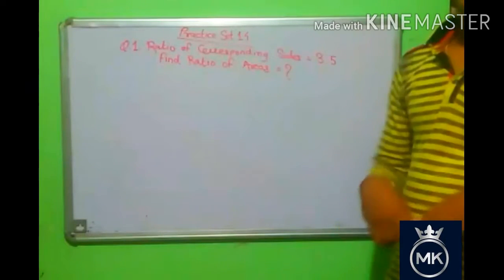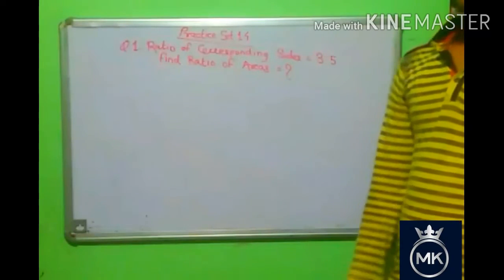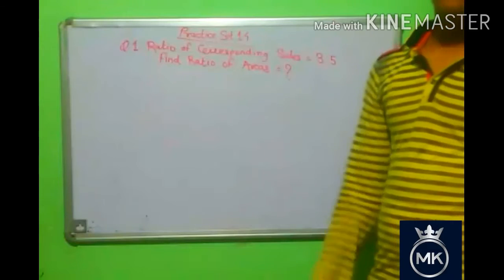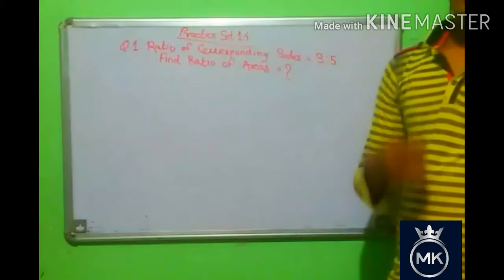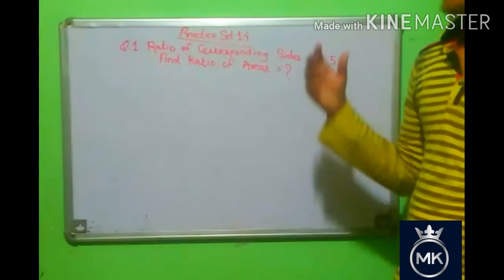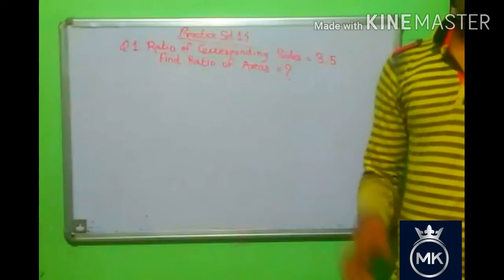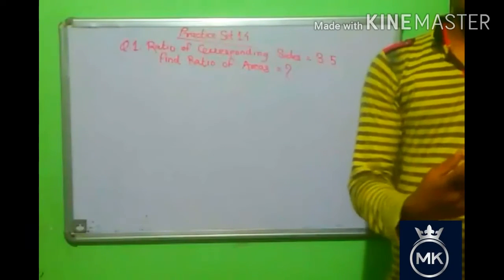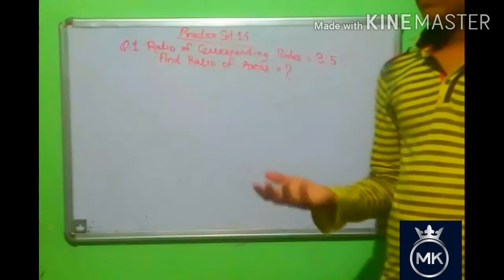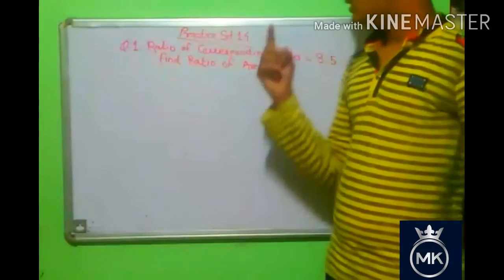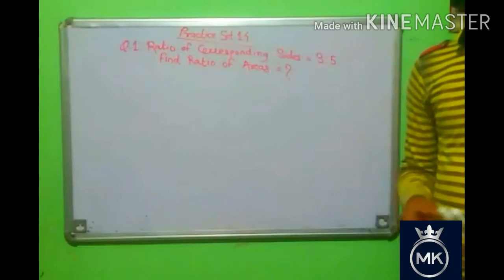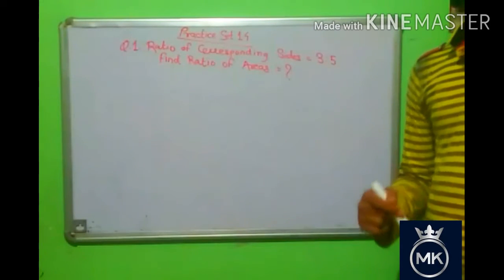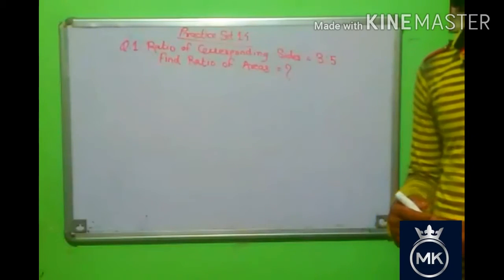This practice set depends on the theorem of the ratio of areas of similar triangles. Friends, we have seen practice sets 1.1, 2, 3 and 4. All practice sets depend on only one topic, not different topics. So this practice set also depends on the one topic. This is the theorem of the ratio of areas of similar triangles.